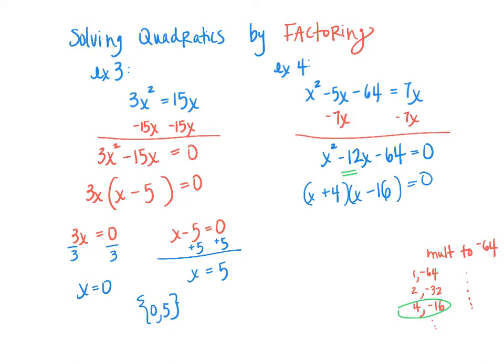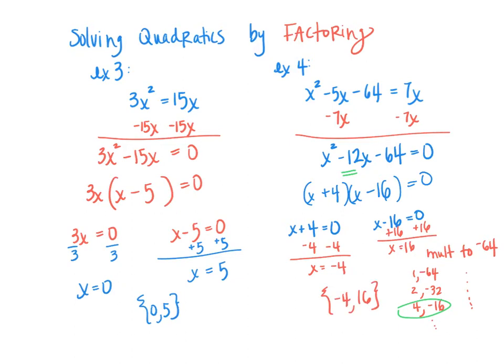Then I need to set each factor equal to 0 and solve. So in this case, we're going to get x is negative 4 for one of the solutions, and x is 16 for the second solution. And those are a few more factoring quadratic equations.